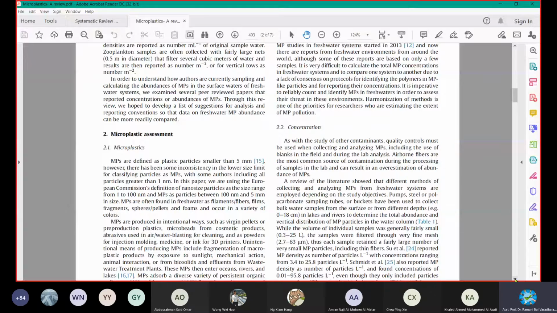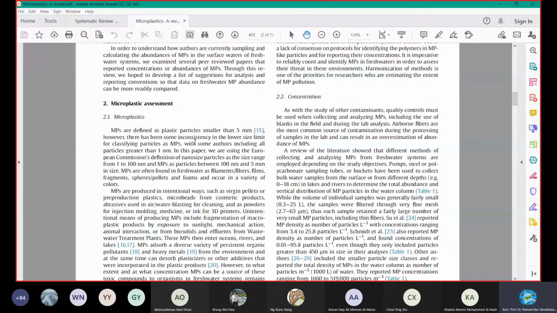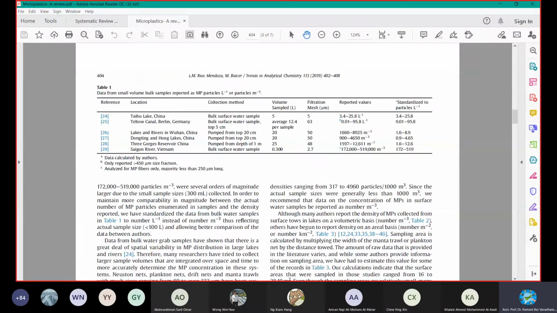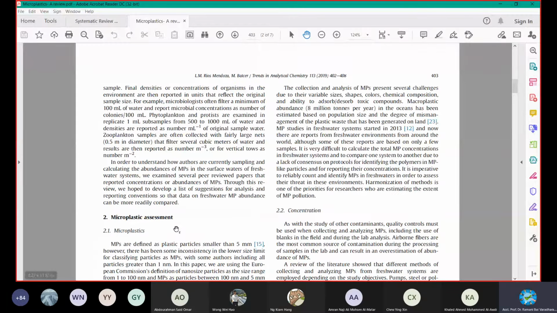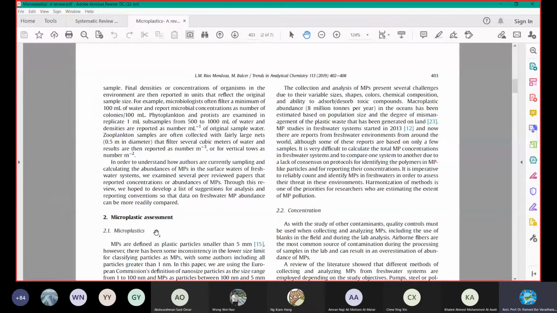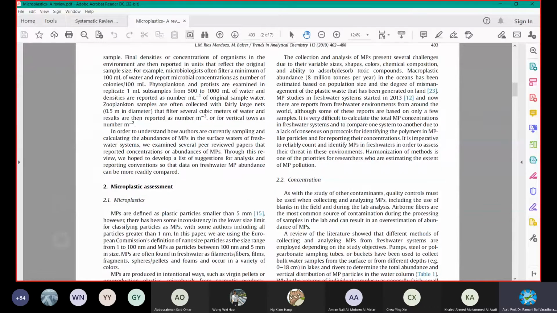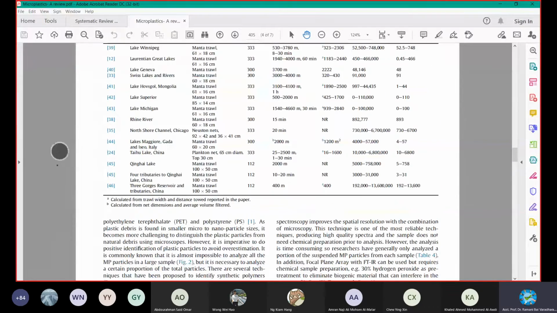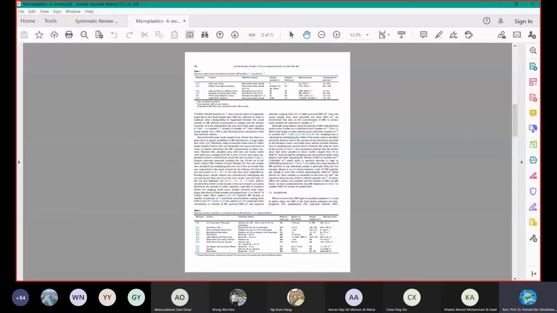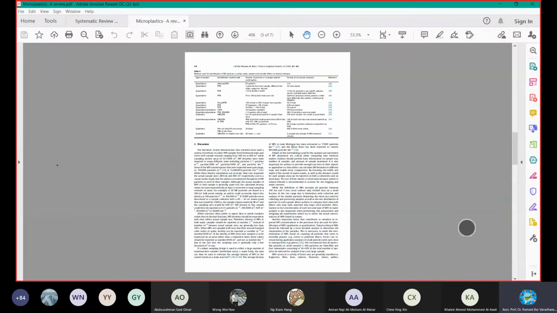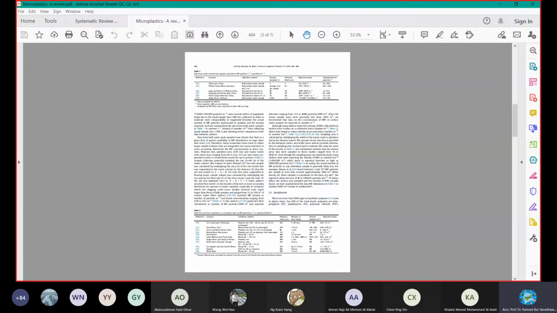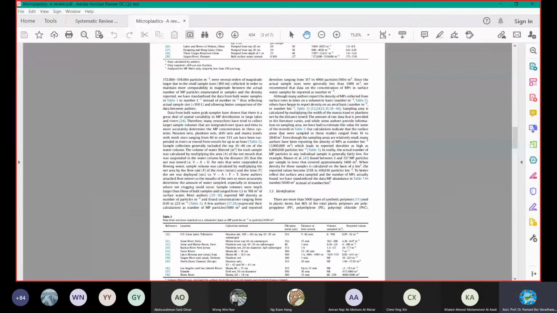Right, coming here, microplastic. They were classified under microplastic assessment, which is the third one, section 3. Under one section only, they put it under microplastic assessment. Trends in analytical chemistry, they have chosen only microplastic assessment under microplastics, concentration, and then what is it? 2.1, 2.2. One moment. Very simple paper, you can also follow this one. 2.3, microfiltration. Sorry, no, identification.